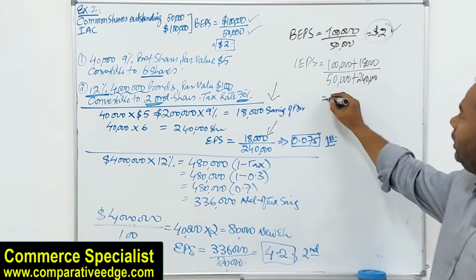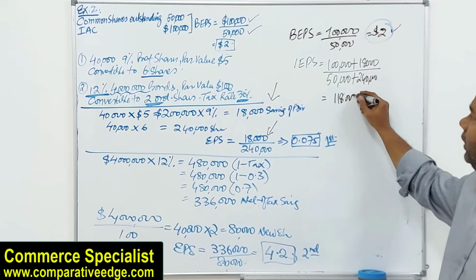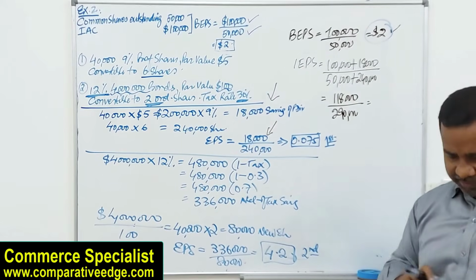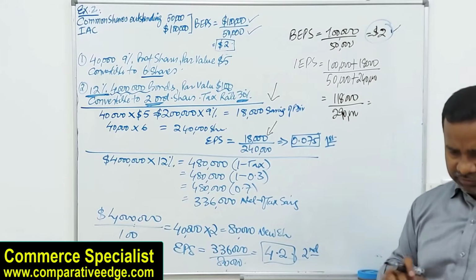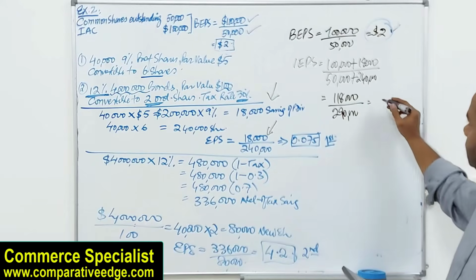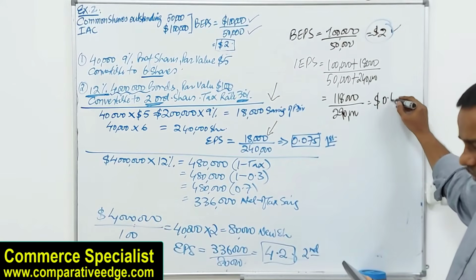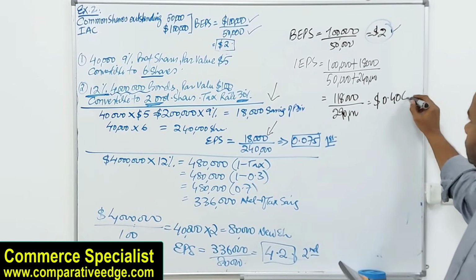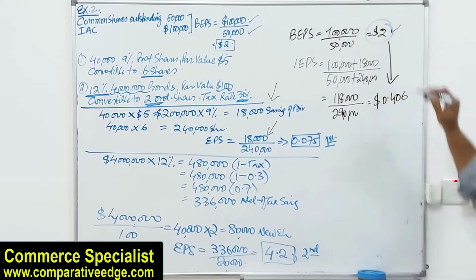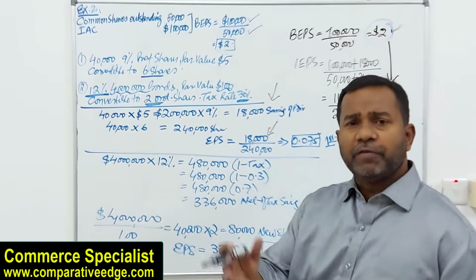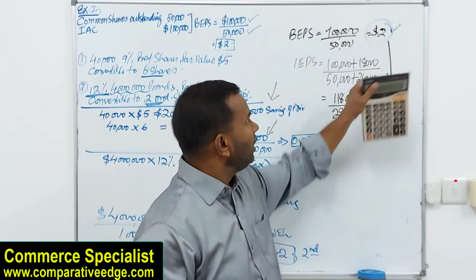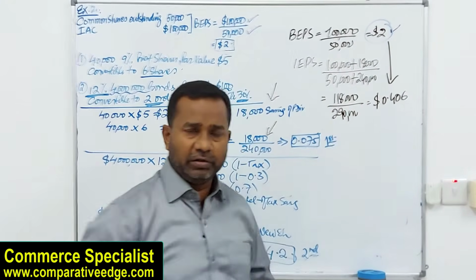So how much do you get now? In the numerator you have 118,000, down you have 290,000. So your EPS is coming how much? 118,000 divided by 290,000. You get $0.406 or 0.407, whatever. Yes, it is going down. It's dilutive. If preference shares convert to ordinary shares, the EPS is diluting. It's going down from $2 to $0.4.